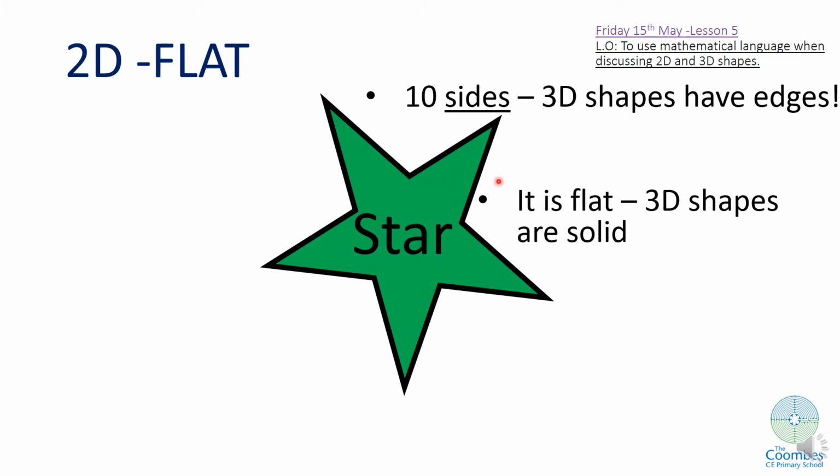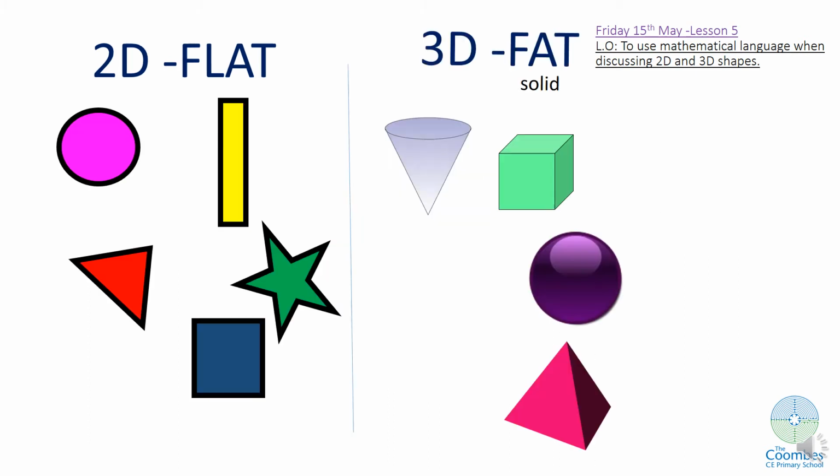And also, just as we have always said, 2D shapes are flat. And this star here is flat. We wouldn't be able to pick this star up. So thinking about that, I've moved my star over to the 2D flat shape column.